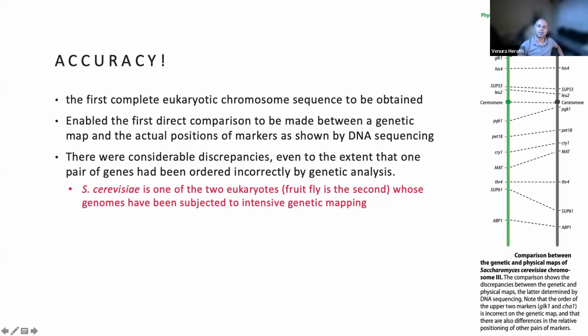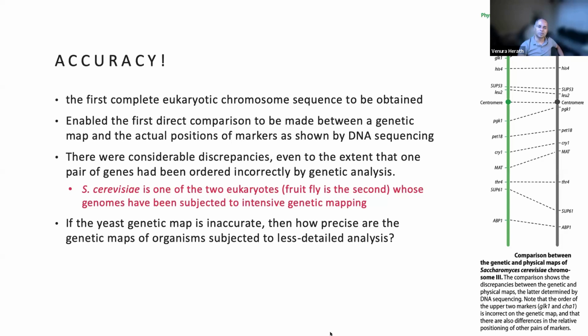But when we compare it with the physical map, you can see, initially based on the genetic map, you thought GK1 is located here, and CHA1 located right next to it. So this was the order. But after they came up with the physical map, they realized, no, CHA1 is located first, followed by GK1, and they had a huge gap. So there was a huge discrepancy when it comes to the assembly.